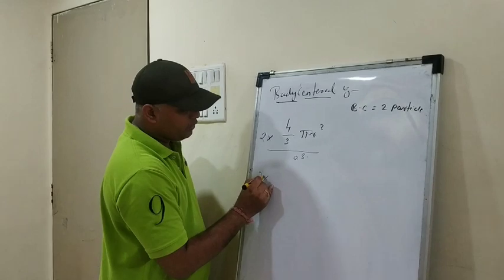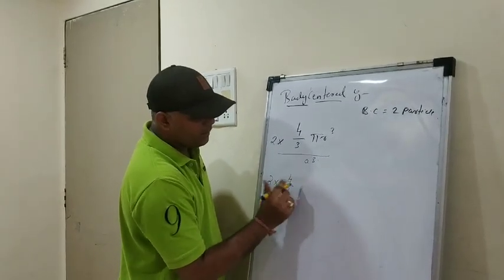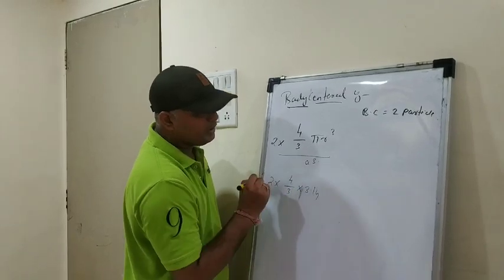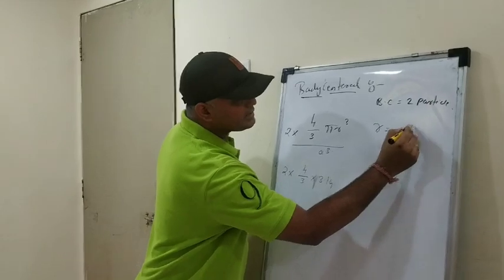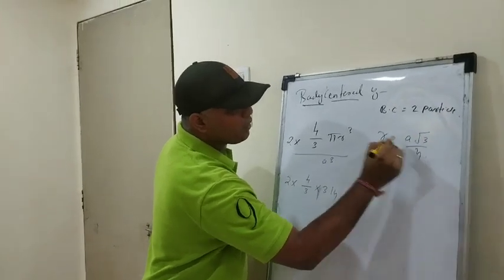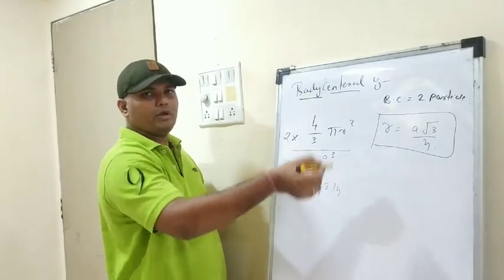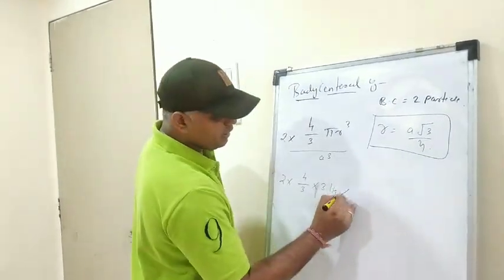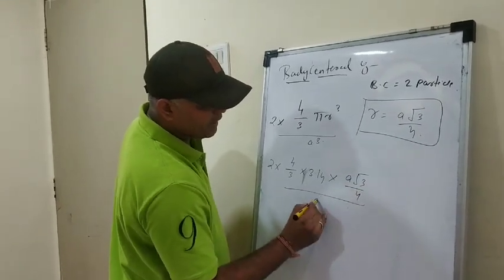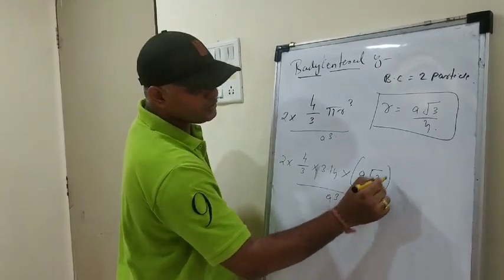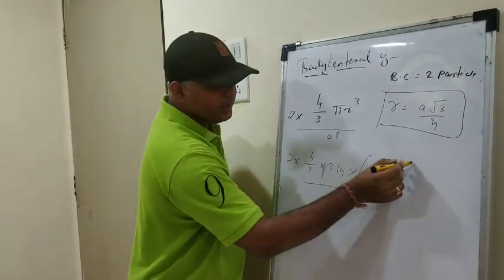2 into 4 by 3 pi, the value of pi will be 3.14. Now what is the value of r? The value of r is a under root 3 by 4. You remember it for body centered, right? It will be a under root 3 by 4, so into a under root 3 by 4 divided by a cube. This will also be a cube, so a cube and a cube will get cancelled.